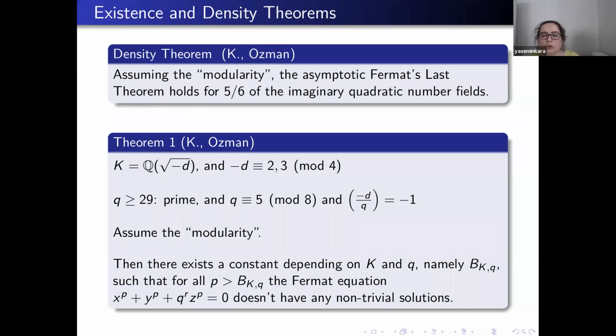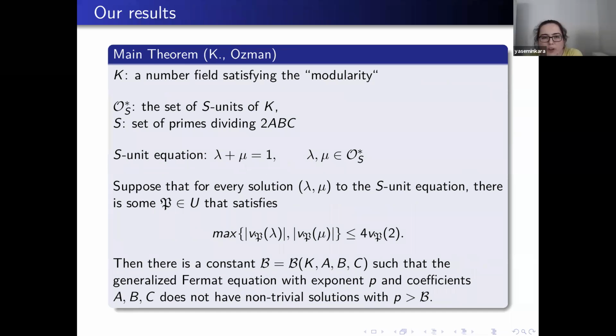Okay, I can take your question, Semih. In the previous slide, what was U? U was a subset of S. S is the set of primes dividing 2abc, but U satisfies some conditions, though I didn't write the conditions. So in this S, you have only finitely many primes. U is a subset of it, which satisfies some properties. So the elements in U satisfy some properties.